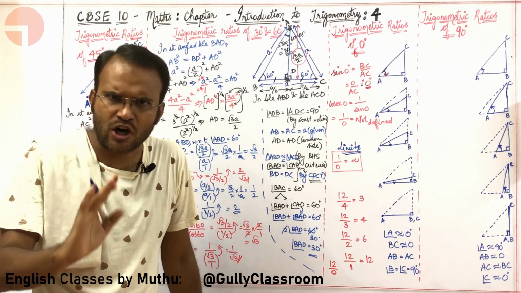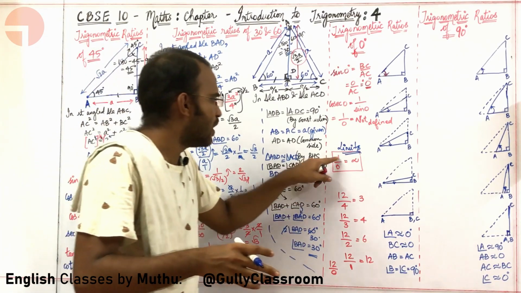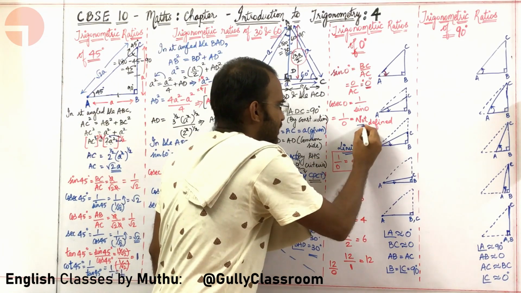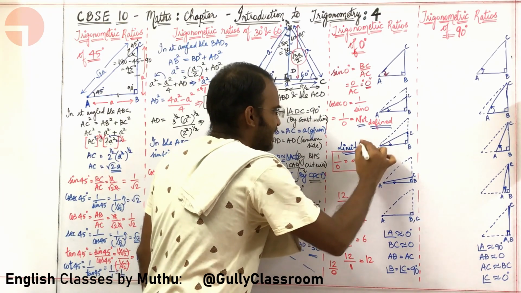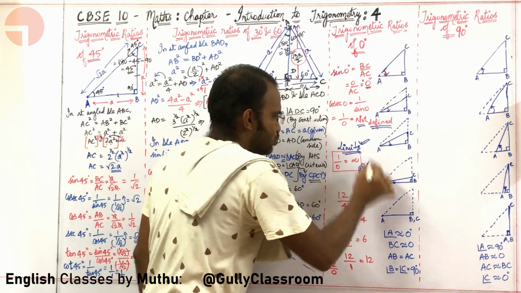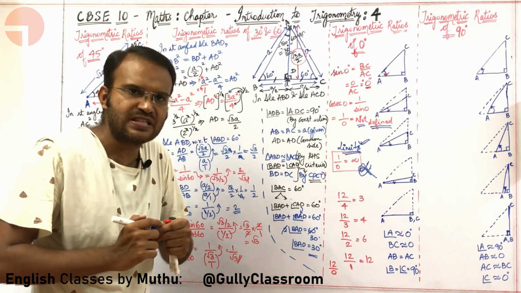In all other contexts, in all other subjects, 1 by 0 is not defined. It does not make any mathematical sense. You should not use this. Only in limits it is right. Generally you should not use this. Are you comfortable with this idea?